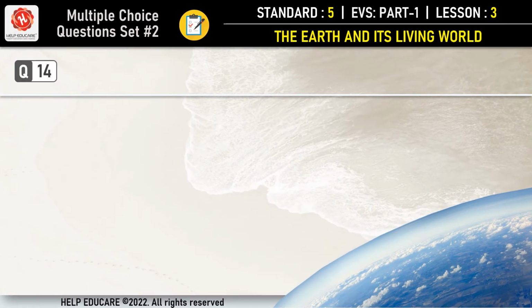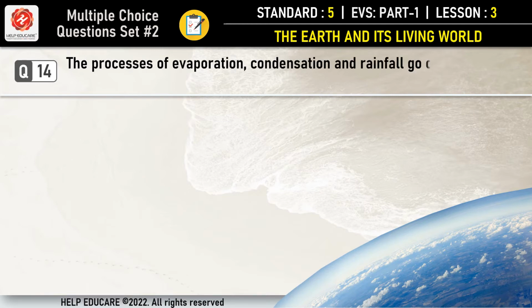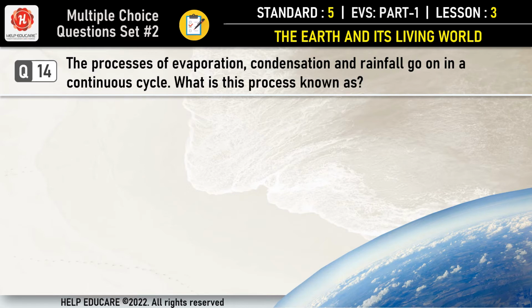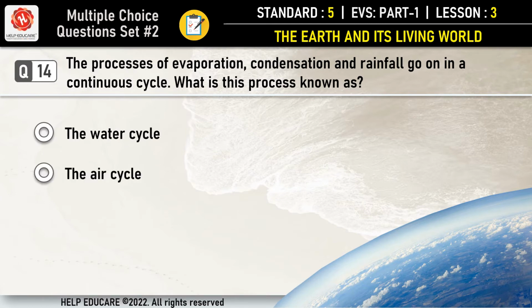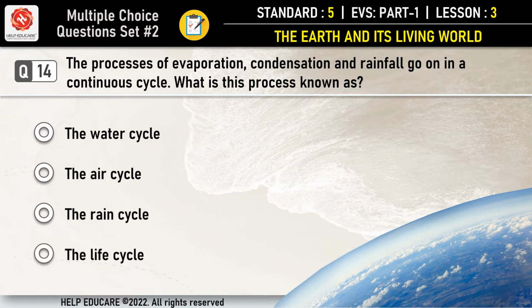Question number 14. The processes of evaporation, condensation, and rainfall go on in a continuous cycle. What is this process known as? First option, the water cycle. Second option, the air cycle. Third option, the rain cycle. Fourth option, the life cycle.